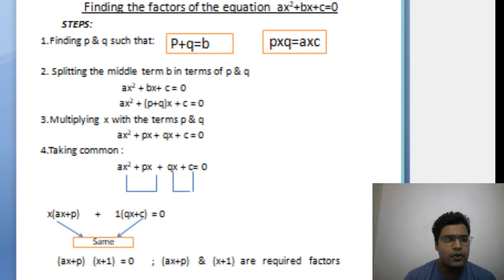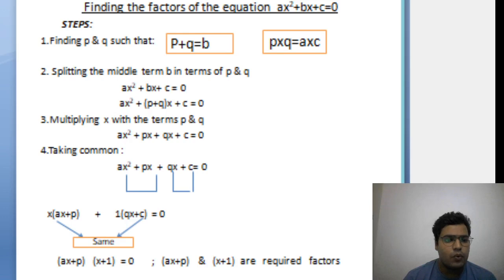The third step is, in this equation which we have derived till now, we are going to multiply this x with p and q. If I multiply this x with p and then with q, the equation becomes ax square plus px plus qx, and the c remains the same, equals 0. So now our quadratic equation becomes ax square plus px plus qx plus c equals 0.